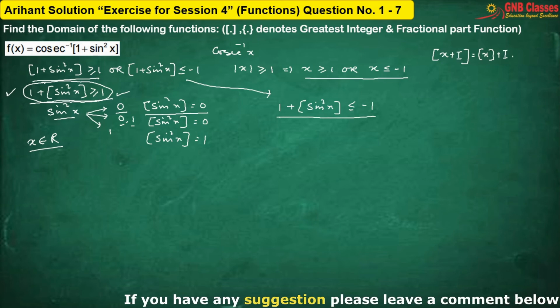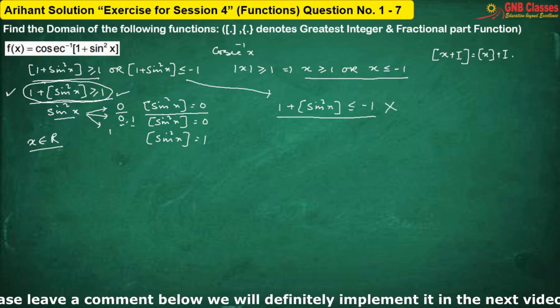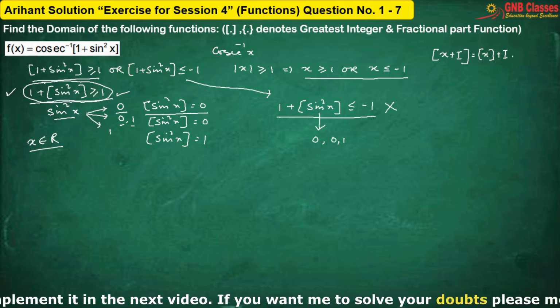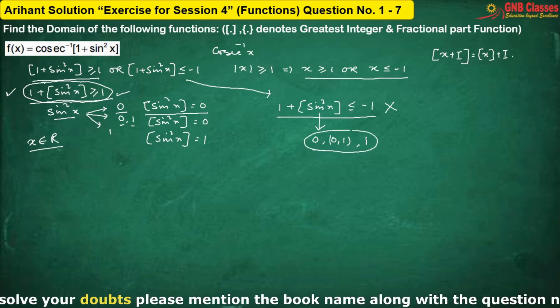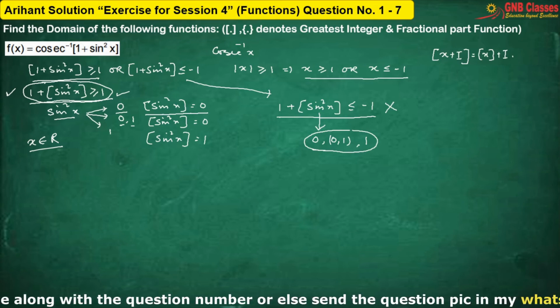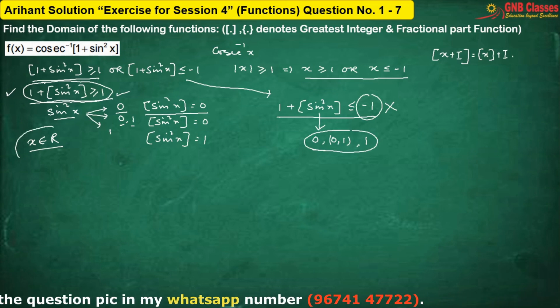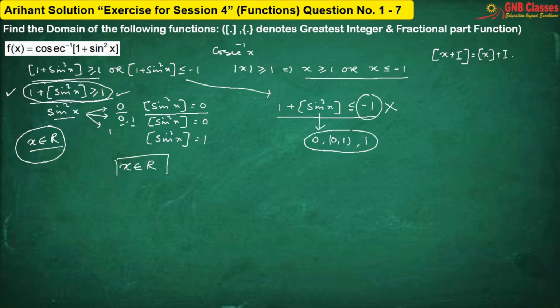Now, this condition is not true under any circumstances. Why? Because again, sine square x can take the value either 0, or between 0 and 1, or 1. In all the cases, the value of 1 plus box of sine square x will never be less than or equal to minus 1. Is it clear? Therefore, the domain will be determined from the first condition only, and the domain of the function in this case will be x belongs to any real value. Have you understood it clearly? Okay.